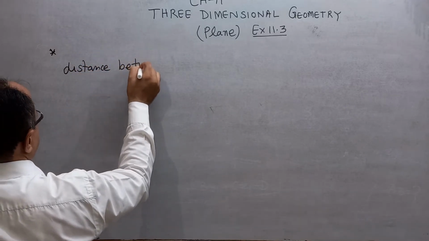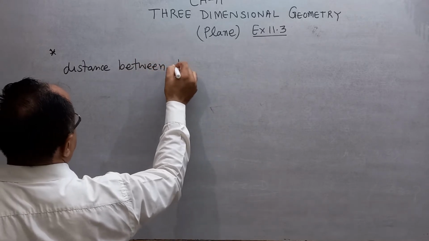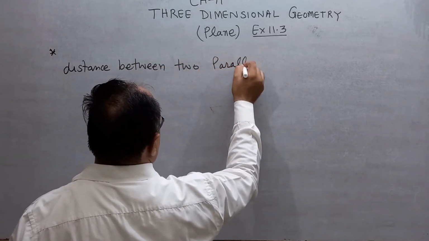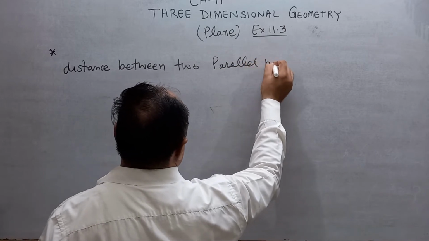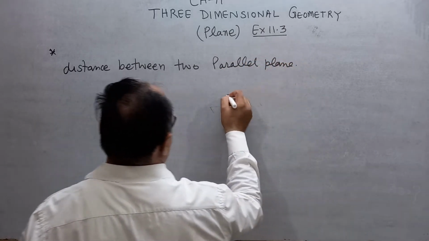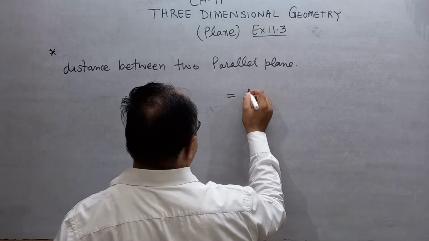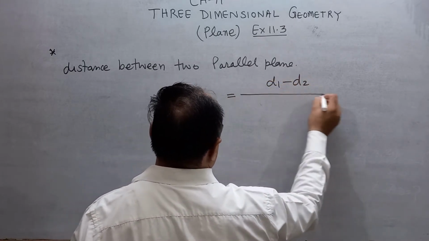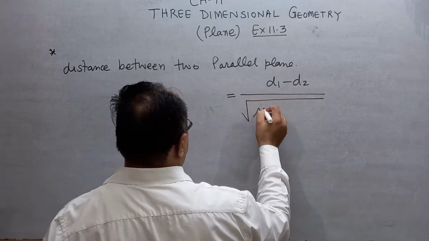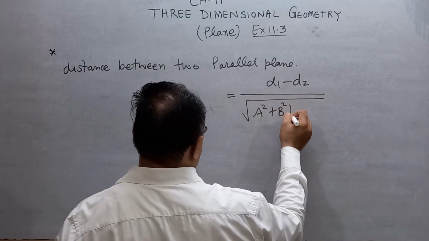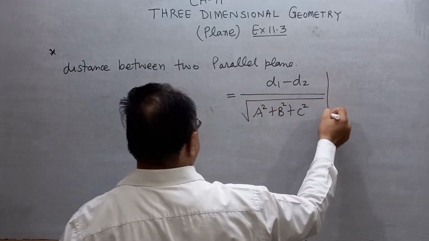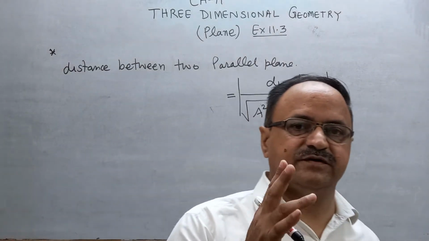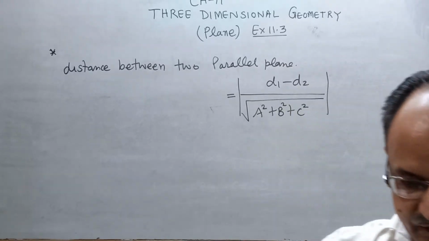Distance between two parallel planes. Very important formula, not given in the study book. Note down: |D1 − D2| divided by square root of A square plus B square plus C square. Clear? Distance between two parallel planes. This is a very important formula.